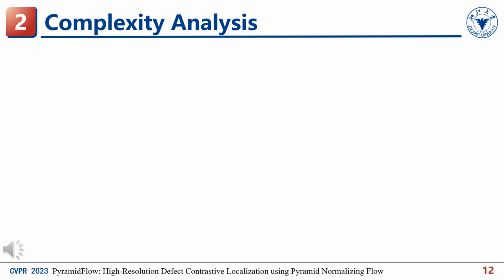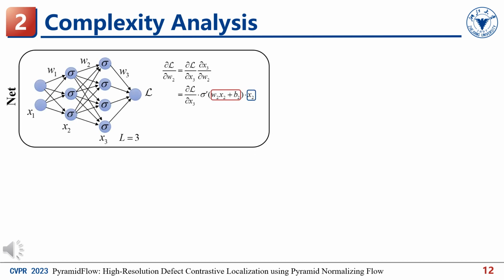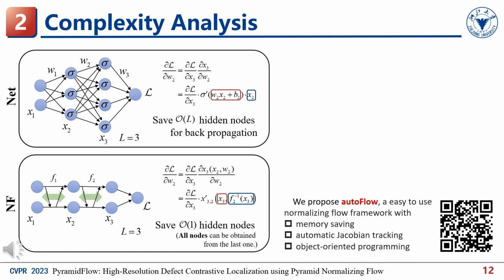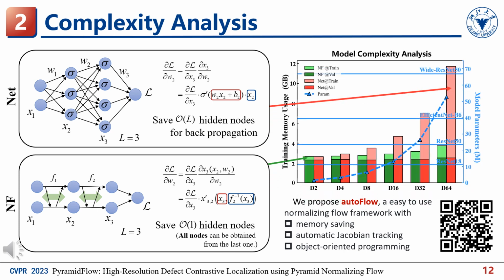Firstly, we conducted a complexity analysis. In traditional neural networks, due to the non-invertibility of transformations, O(L) hidden nodes are required for backpropagation. However, in normalizing flows, all hidden nodes can be reversibly obtained, resulting in approximately constant memory complexity. Building upon this principle, we propose AutoFlow, an easy-to-use normalizing flow framework that greatly reduces the training memory usage.